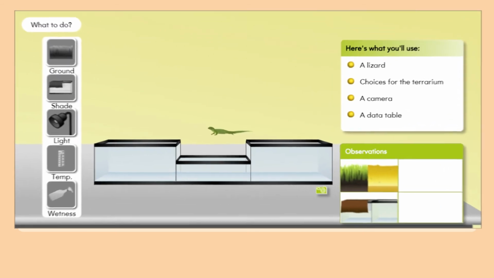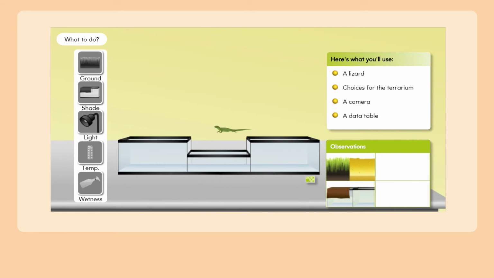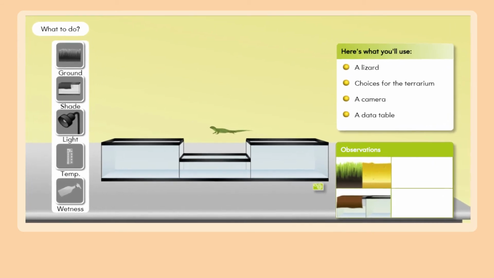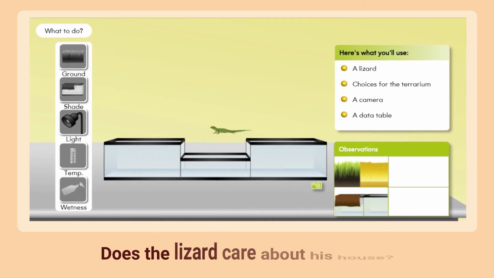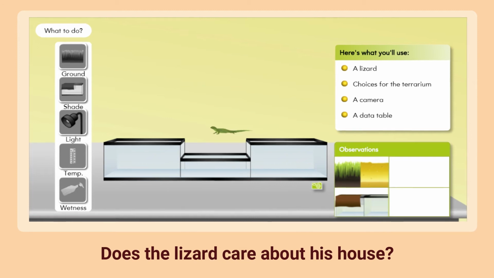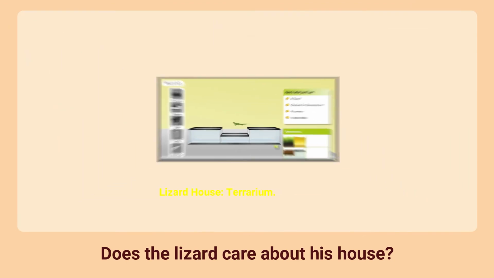In this lesson, we're going to do some experiments to test whether the lizard cares about his house. Let's find out what the lizard would like his house to be. For these experiments, we'll use a lizard, different choices for the terrarium, a camera to take pictures, and a data table. The lizard's house is called a terrarium.